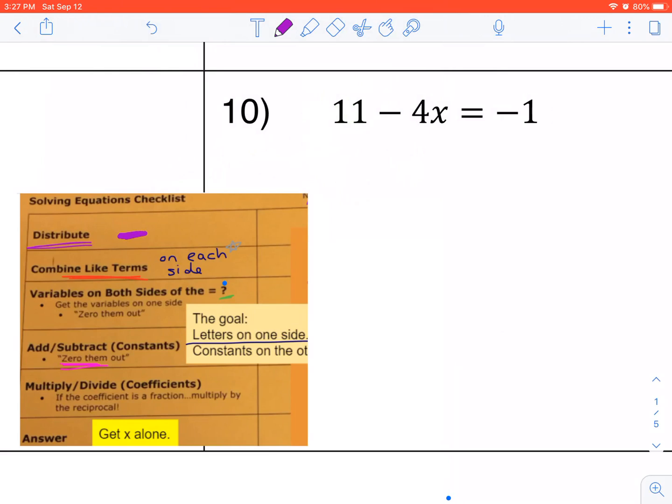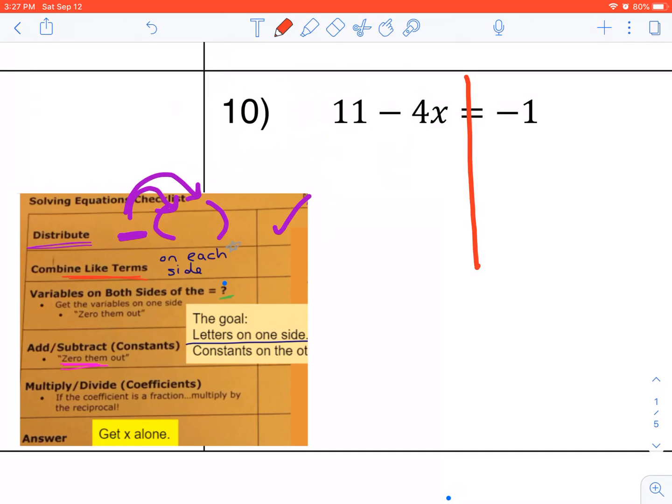When we're looking for distribution, we're looking for a number right next to the parentheses, and we would multiply the things inside the parentheses. We can skip that on this question because I don't have any parentheses. So we go to the next thing, combine like terms on each side. So what we're going to do is draw a line down our equal sign, and you should be writing this down on a piece of paper as I write it down.